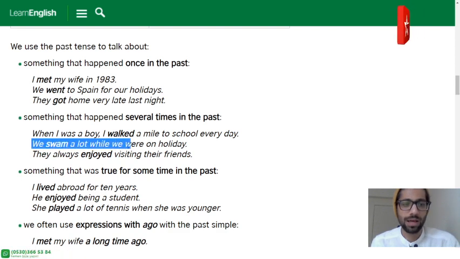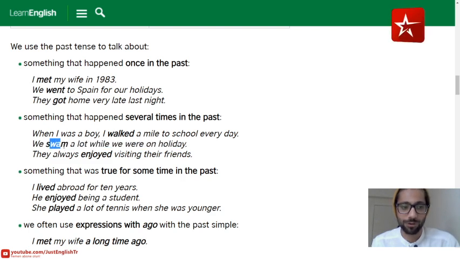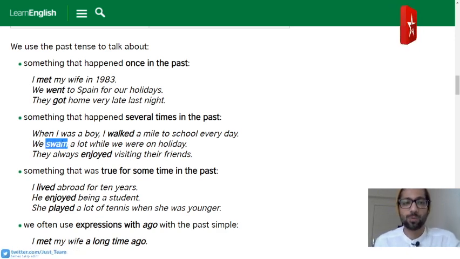We swam a lot while we were on a holiday. We swam a lot. Swim, swam, here is the verb, the second verb. The base verb is swim. So we swam a lot while we were on a holiday. So they were on a holiday, and here you've got a lot too. Also, again, here are several times.